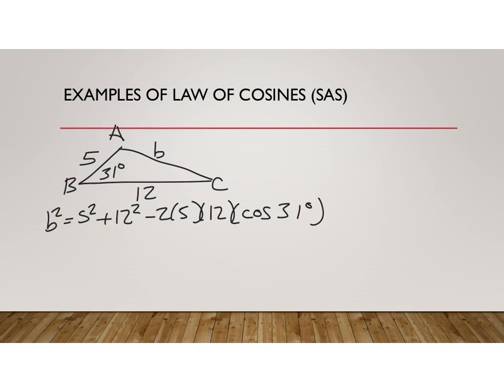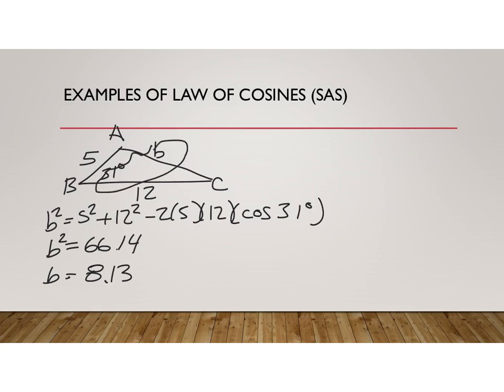66.13, about 66.14, but that's b squared, so to get b, I'm going to take the square root of that answer, and I would get about 8.13 for side B. Now at this point, the law of cosines is a little more to remember than the law of sines, but at this point I do now have side B, so I do now have a pair.